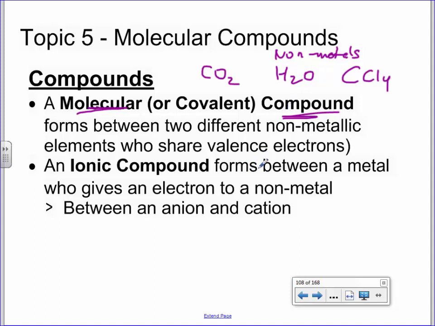Tomorrow we're going to talk about how to deal with what's called an ionic compound. It's different, but it's similar in the way that you're still going to have more than one thing, like say NaCl. This is now going to be a metal and a nonmetal, whereas these ones right here are both nonmetals, both of the items in it.